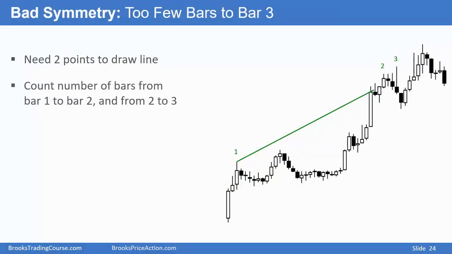Again, you need 2 points to draw a line. And here we have possible 2 points, 1 and then 2, or 2, and then maybe this is 2. So maybe it's 1 and 2, and then maybe this is bar 3, the third point.